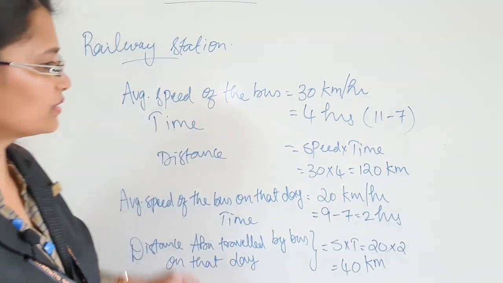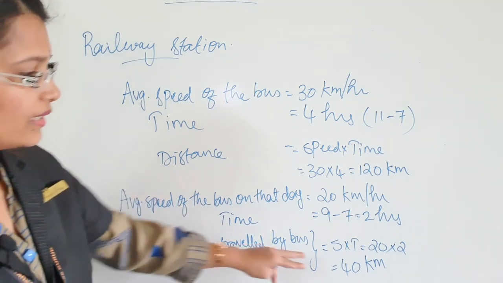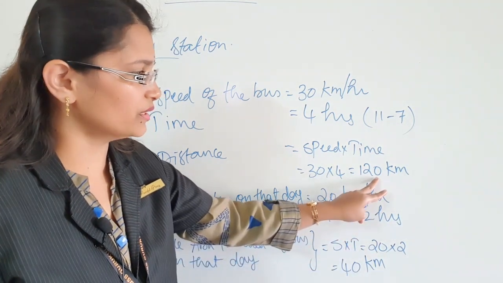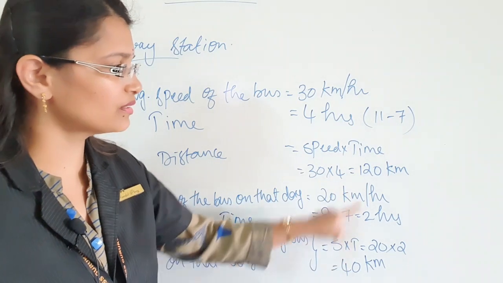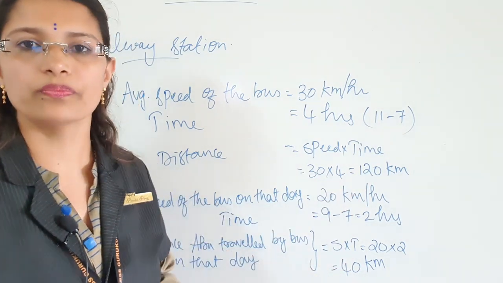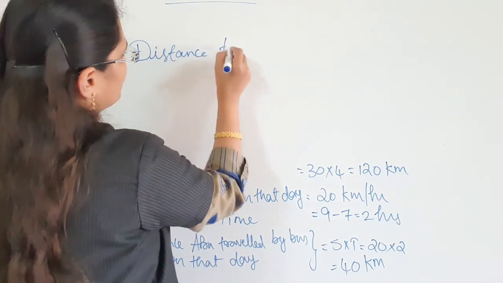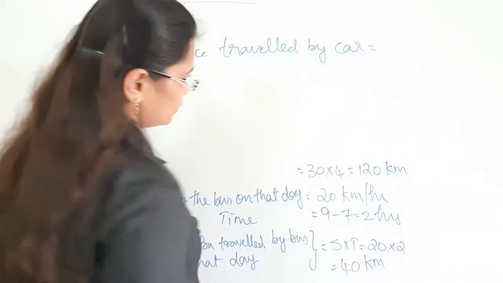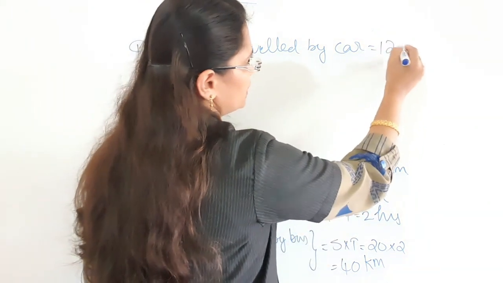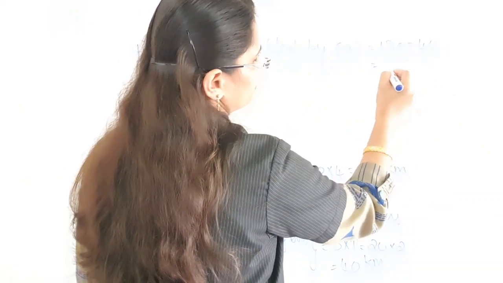But what is the actual distance? Is equal to 120 kilometers. So, he has to travel 80 more kilometers to reach the station. What is the difference between this? 120 minus 40 is equal to 80. Distance travelled by car is equal to total distance 120 minus by bus 40. So 120 minus 40 is equal to 80 kilometers.